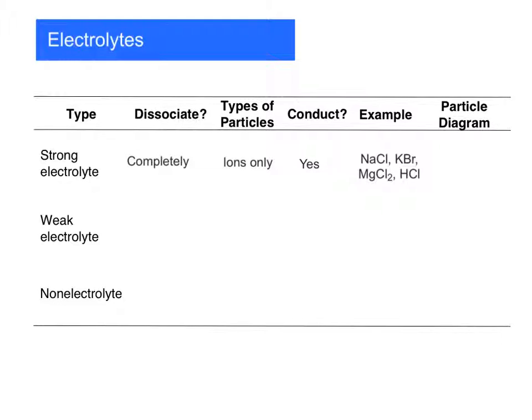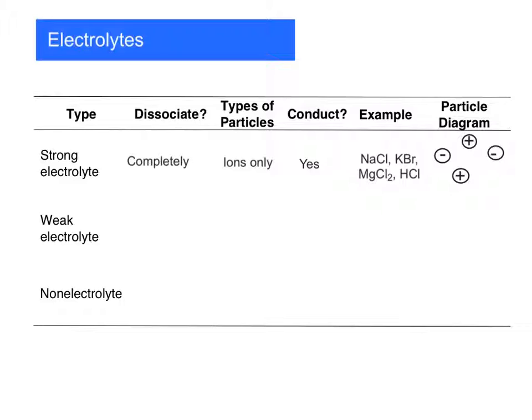So in terms of what this looks like on a particle level, we have positive ions and negative ions, positive ions and negative ions. All right, and all of that is dispersed throughout the water molecules.